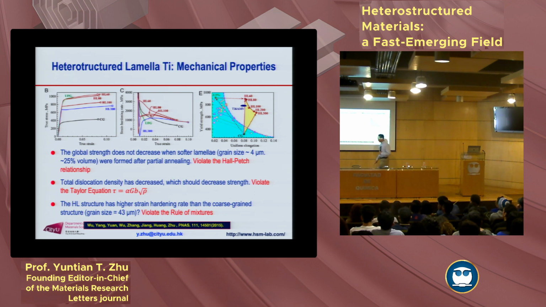Another problem is, if you look at the strain hardening rate, which is the slope of the curve, this is the coarse-grained one, the ultrafine-grained one. You would think the heterostructured one, with a mixture of these two, should be in between. But look here, it's even higher than the coarse-grained one. So what's going on? Everything we learned from literature, from the textbook, none of it works anymore. We really cannot explain this data.